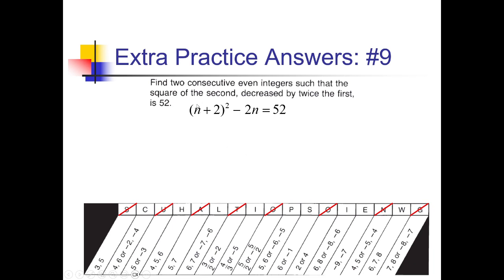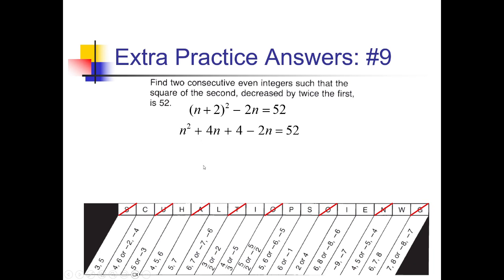So squaring the first thing gives me n squared. Multiplying these and doubling it gives me a plus 4n in the middle. And then 2 squared gives me 4. And again, you could write out n plus 2 twice and FOIL it out and simplify to get this. Now don't forget, you still have that minus 2n that you started with, and the 52. So let's get everything over and combine stuff on the left side.